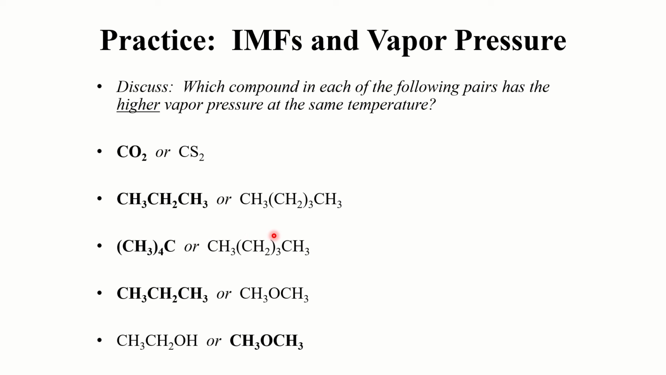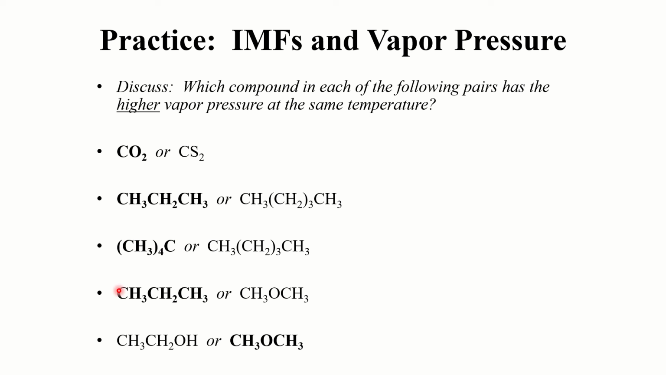They have the same molar mass. So they are both C5H12. So you want to look for the one that's more branched. The one that's more branched and has that more spherical shape is going to have less surface area, weaker dispersion forces, and therefore the higher vapor pressure.